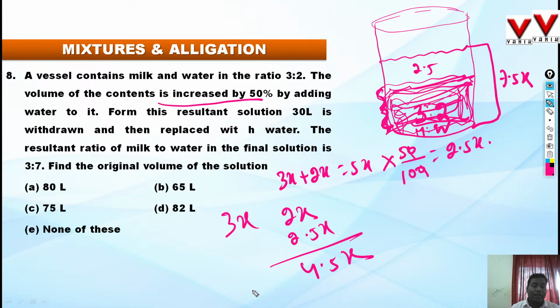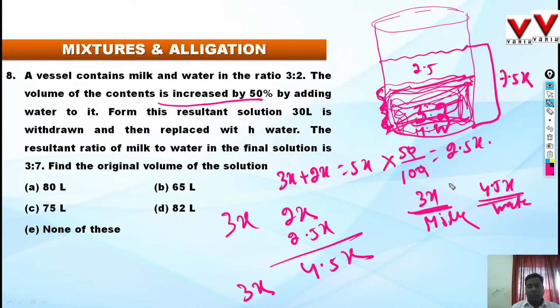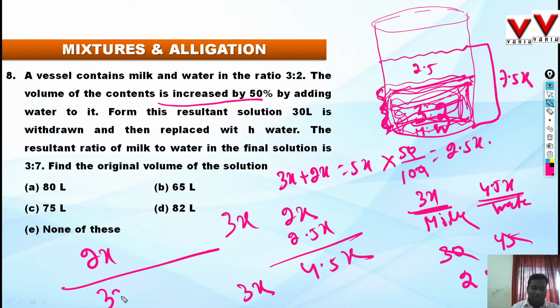From this resultant solution, 30 liters is withdrawn. 3x and 4.5x means we make the ratio 30 and 45. 3x into 10 is 30, 4.5x into 10 is 45. This ratio is equal to 2 to 3, the ratio of milk to water. Initially 2x is milk, now it is 2x milk, 3x water.